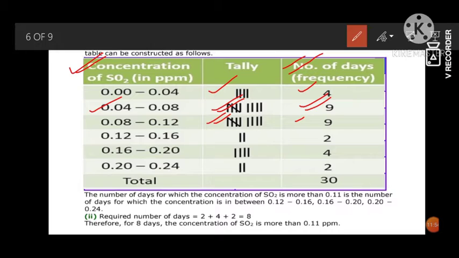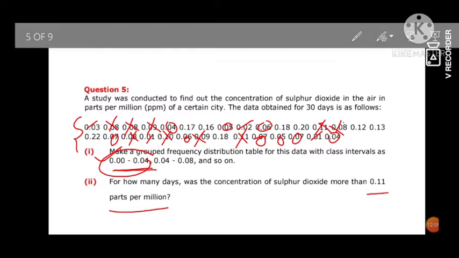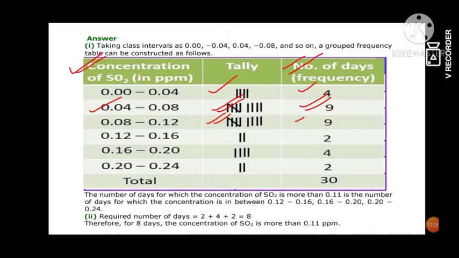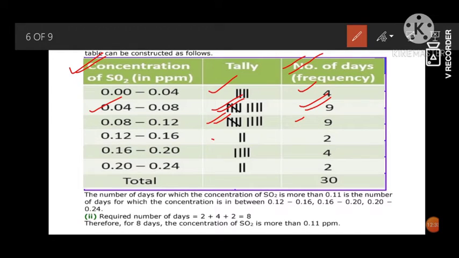Then we will come to 0.12 to 0.16. So we will consider 0.12, 0.13, 0.14, till 0.15. We will not consider 0.16. So let us see. Now we will make boxes. So we will consider 0.12, 0.13, 0.14, 0.15. So here is 1, 2. So only 2 we have found. So in this way we will do the rest.